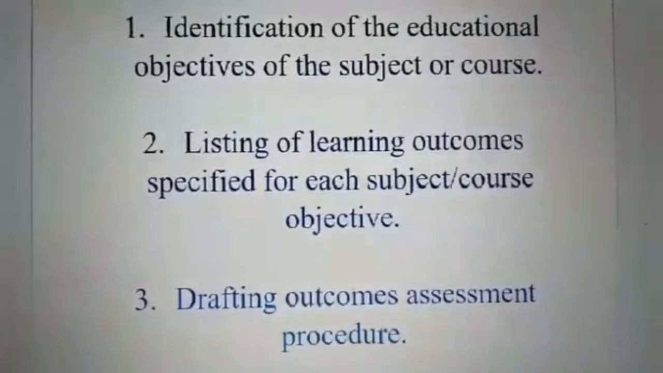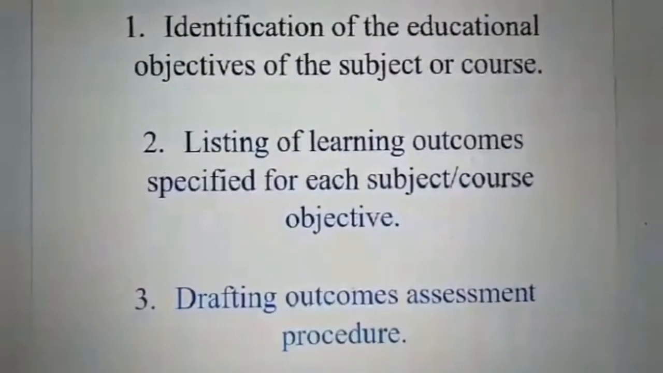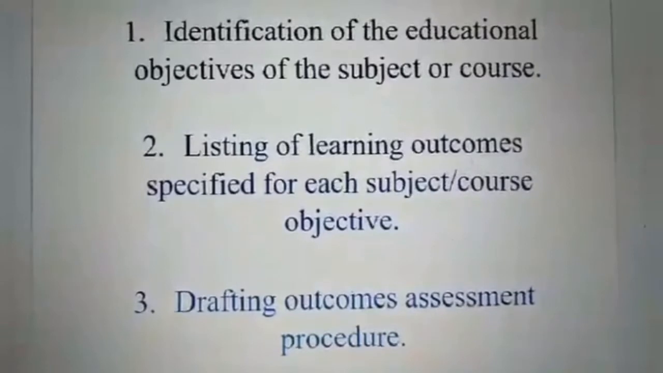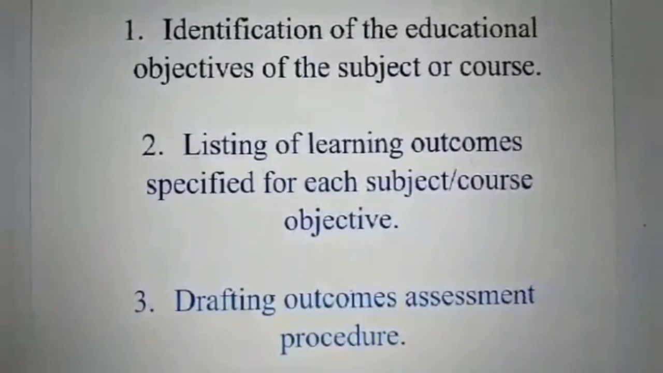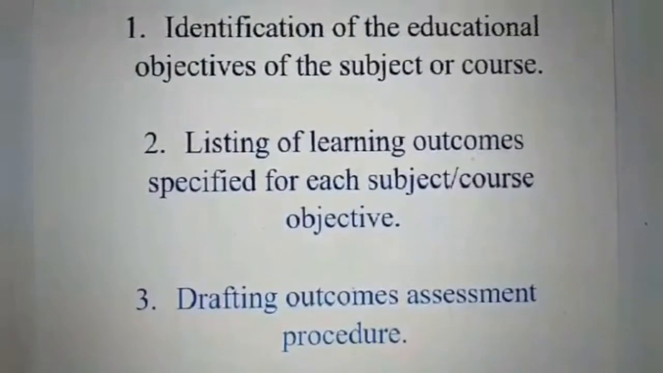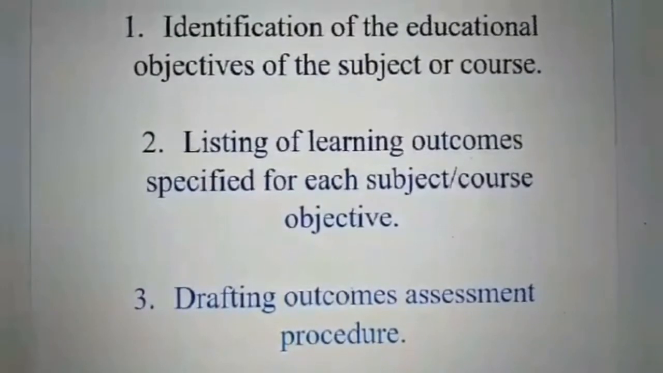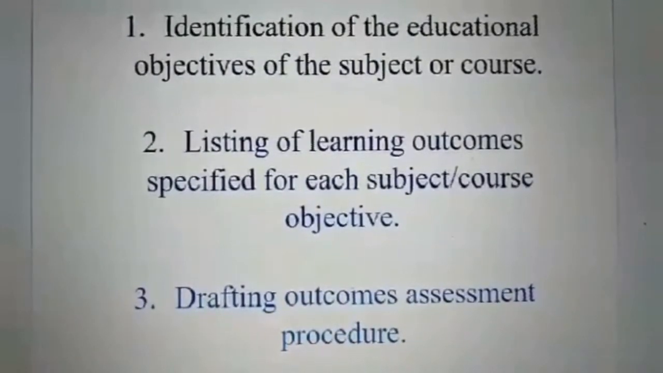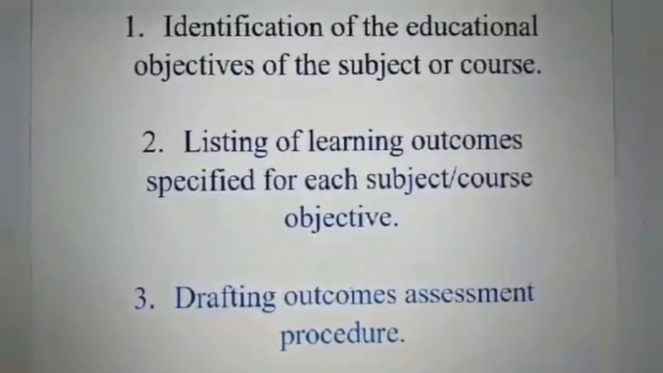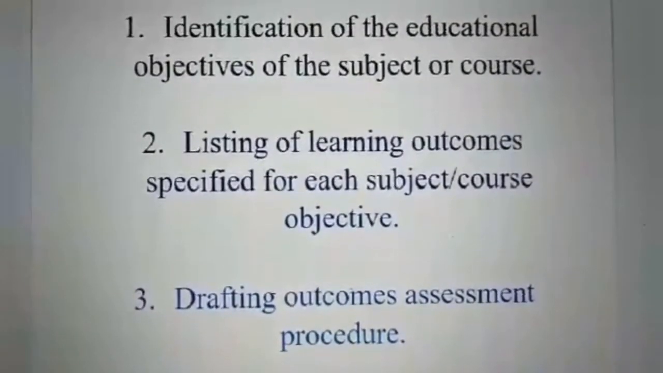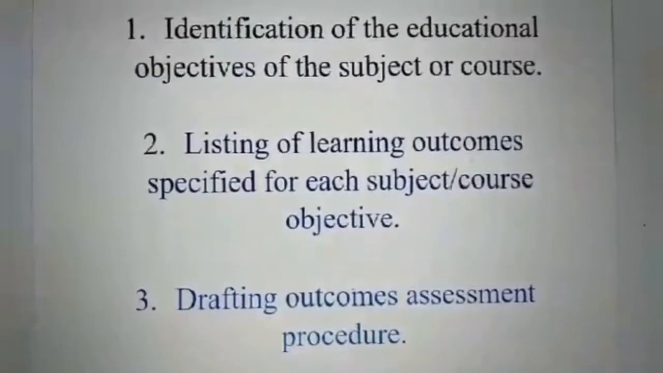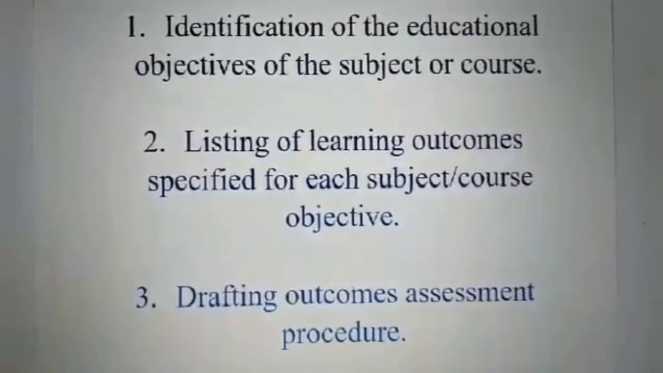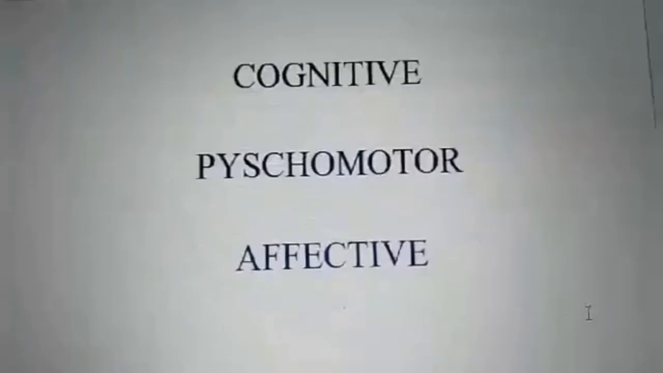Second, listing of learning outcomes specified for each subject or course objective. Since educational objectives are broadly stated, they do not provide a detailed guide to be reachable and measurable. Learning outcomes are the measurable objectives of the subject, which are stated in active verbs: to demonstrate, to explain, to differentiate, etc. A good source of learning outcomes is Bloom's Taxonomy by Benjamin Bloom.